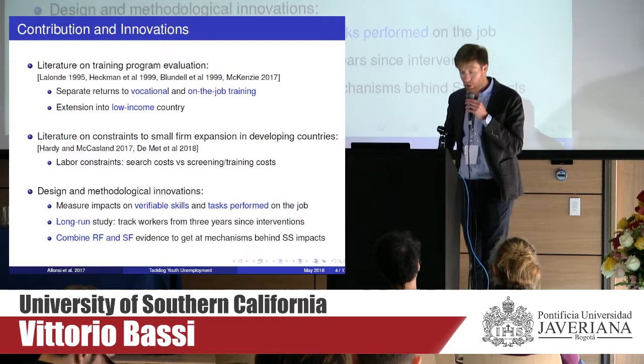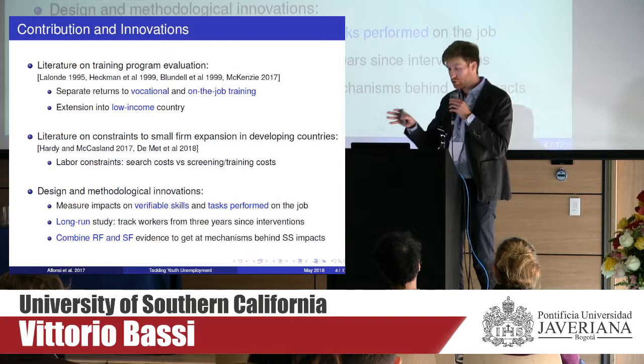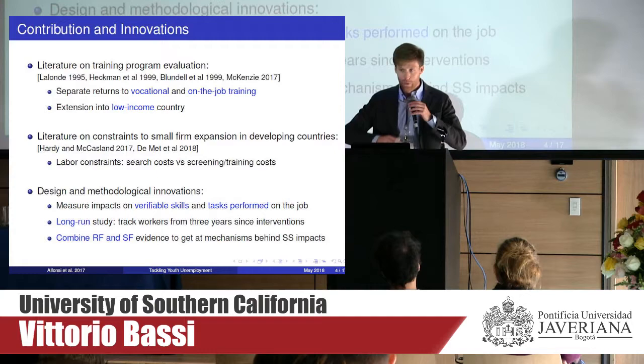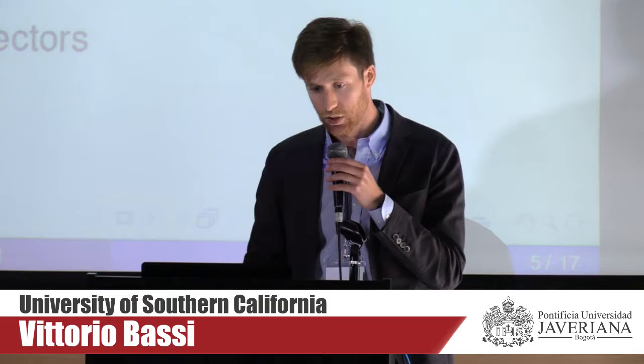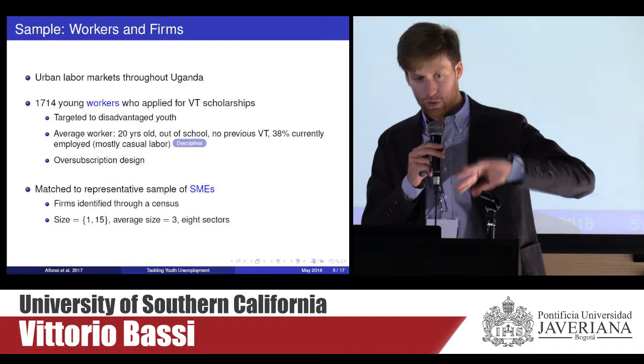This is a relatively long-term study. We're going to follow workers for 3 years, which is not usual in this literature. And again, I want to stress how combining the reduced form part and the structural part, we're going to try and provide a rich picture of the mechanisms behind the main impacts on employment and earnings. We work in urban labor markets throughout Uganda, and we work with both firms and workers.